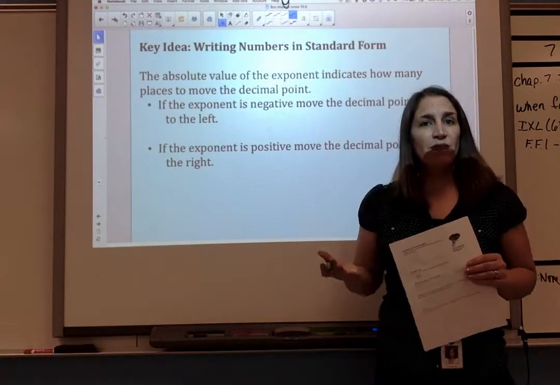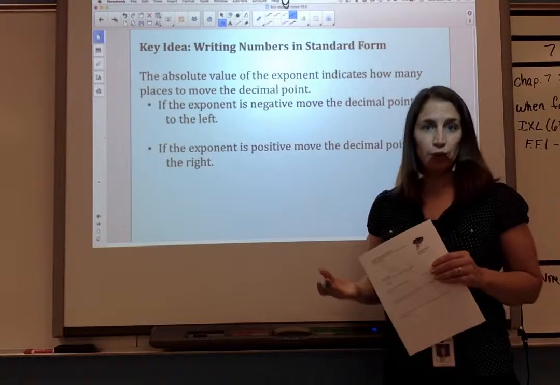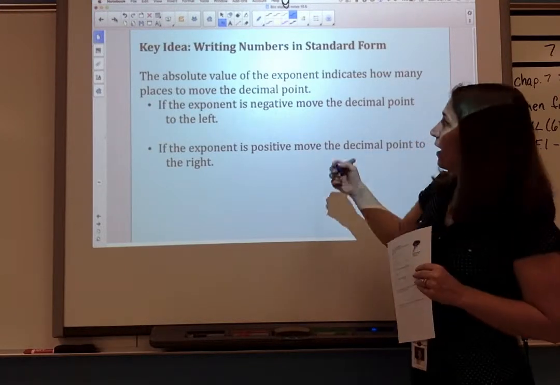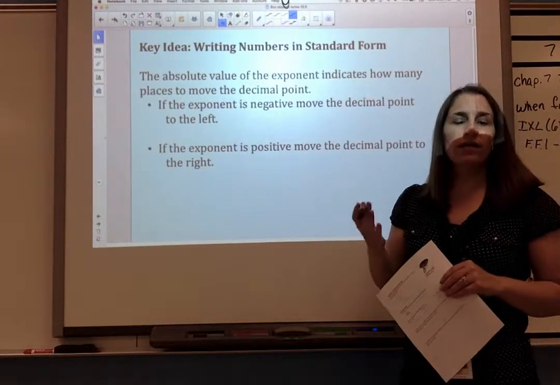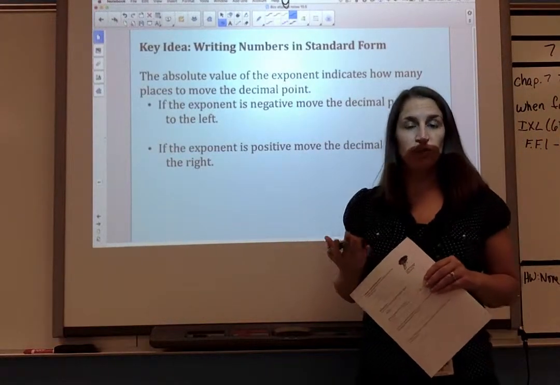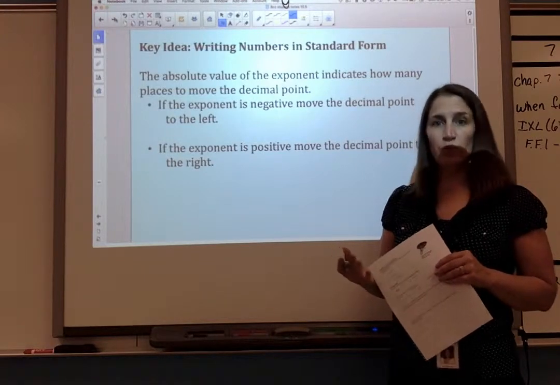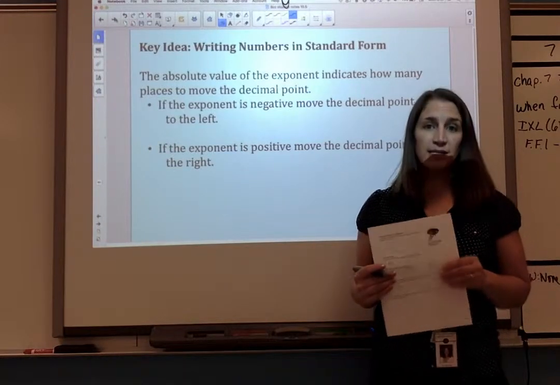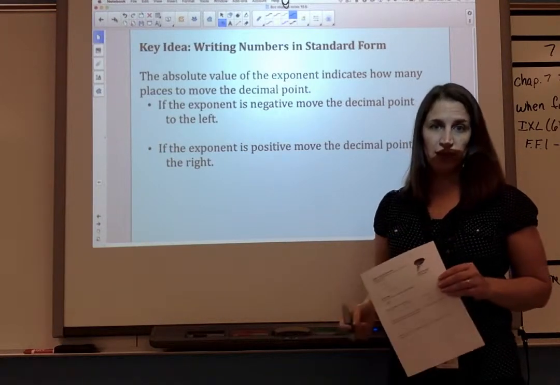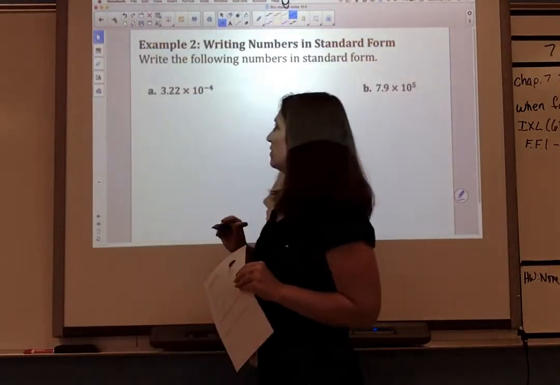So if we have numbers that are written in scientific notation, we can write them in standard form. And we're going to do that by looking at the absolute value of the exponent, and that will tell us how many places to move the decimal point. If the exponent is negative, we'll move the decimal point to the left. If the exponent is positive, we'll move the decimal point to the right. So let's look at some examples.